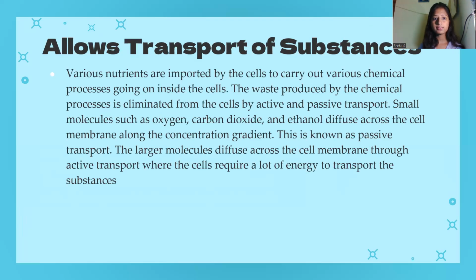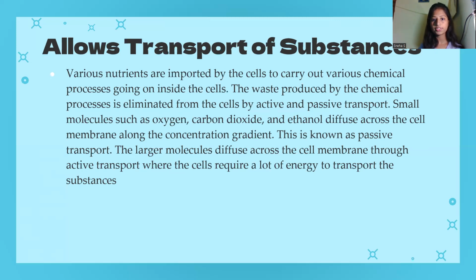The third one is that it allows transport of substances. There should be a movement of materials from one cell to another cell. This is also done by the cells. Various nutrients are imported by the cells to carry out various chemical processes going on inside the cells. Whenever a cell has to perform any function, it might need some chemicals in order to perform that function. So these will be transported by the cells, and the waste that is produced by the cells is eliminated from the cells by active and passive transports.